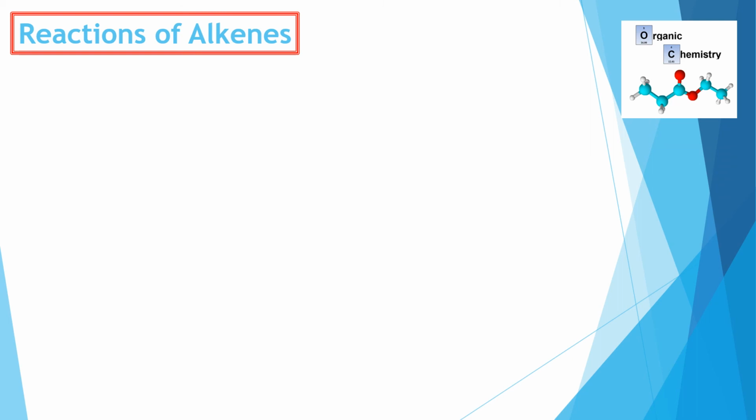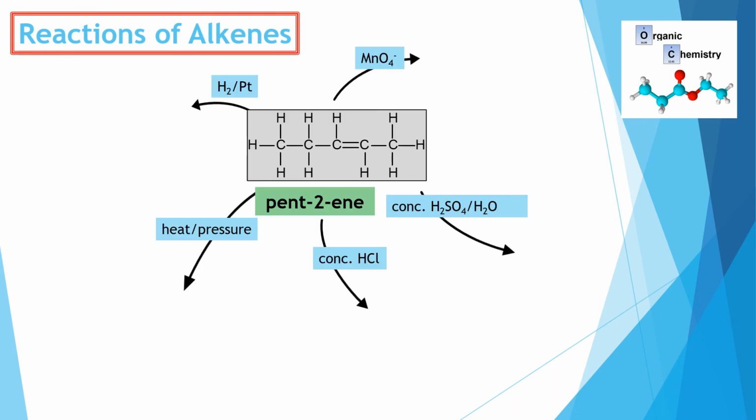So we've gone over the 5 most common reactions that alkenes undergo. And what I'm going to do here is right in the middle of this screen, here is an alkene, so it's pent-2-ene, and I've drawn 5 arrows coming off all around it. So we've got 5 different reagents that correspond to 5 of those different reactions that we've looked at.